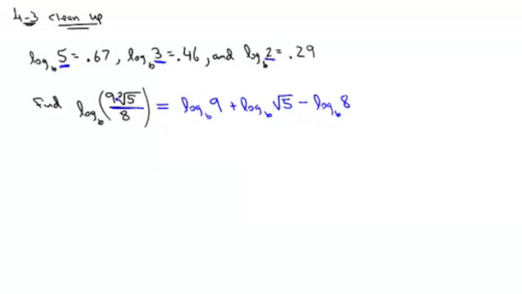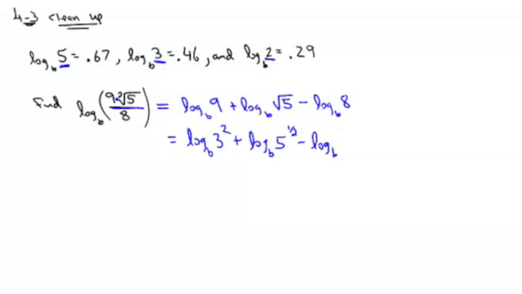So how do I make 9 a 3? Or, what is it? 3 squared. 3 squared. So you go log base b of 3 squared. That gets you started at least. Gets you that 3 base, that 3 number. What can I do with the square root? What power is it? 1/2, right? So it's log base b of 5 to the 1/2 power minus log base b.